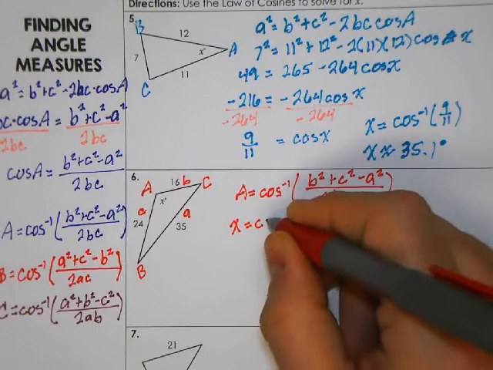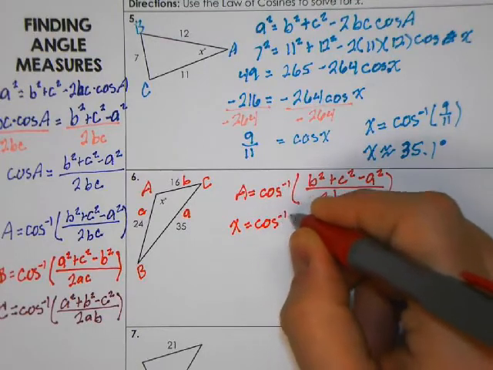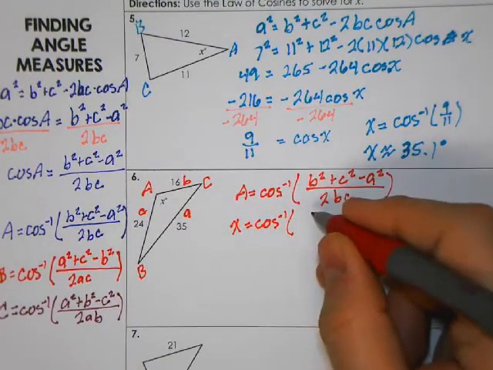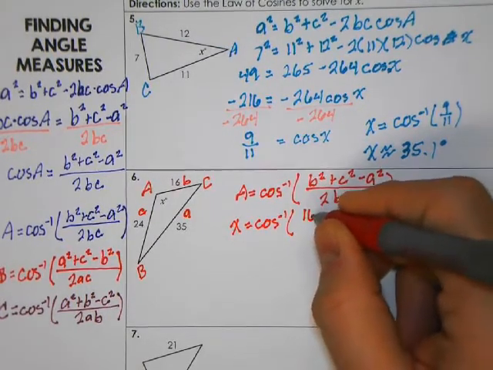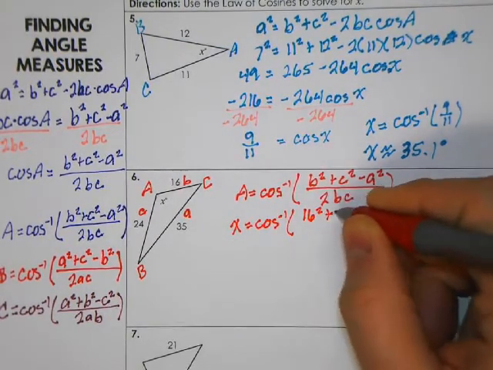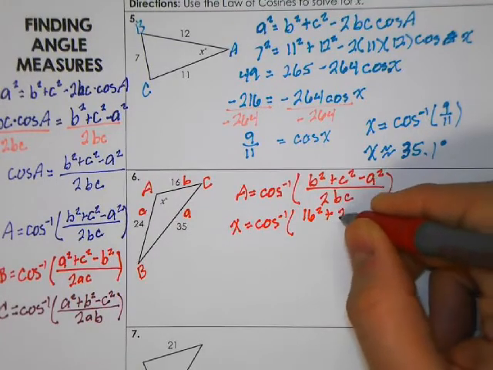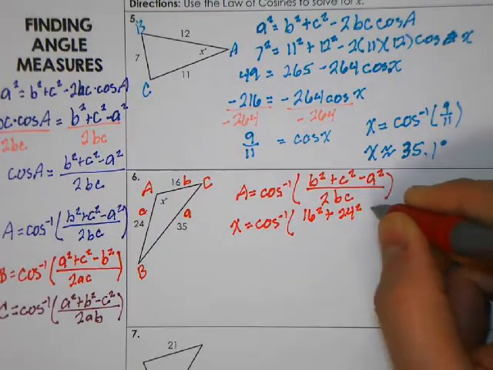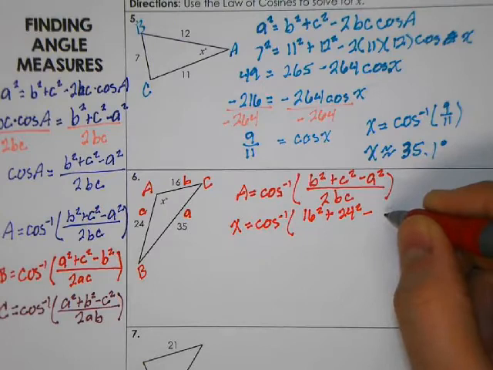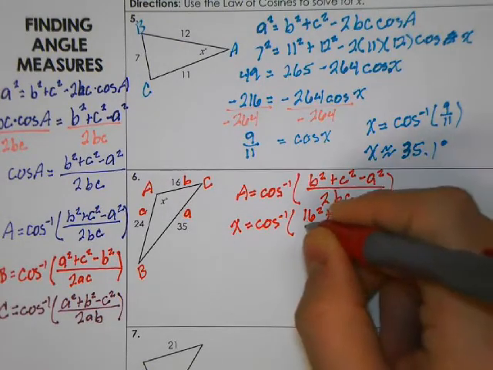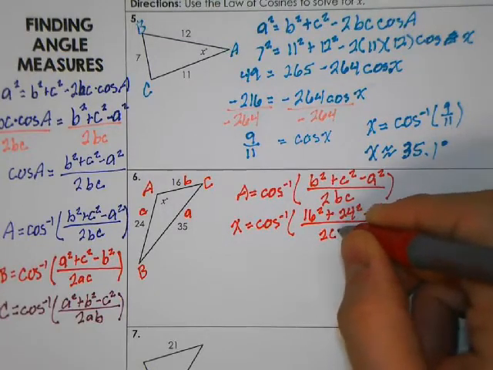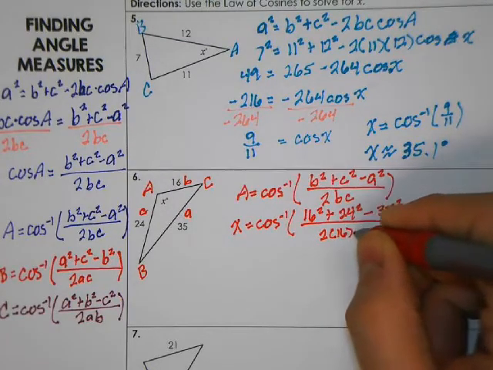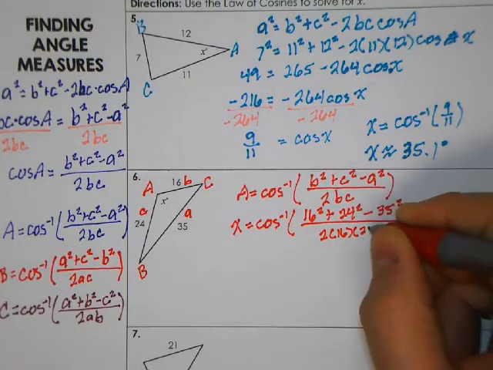So here I'm going to say inverse cosine of b squared. In this case, b squared will be 16 squared. c squared will be 24 squared. And a squared, I'm going to say minus 35 squared. And all of it is divided by 2 times 16 times 24.